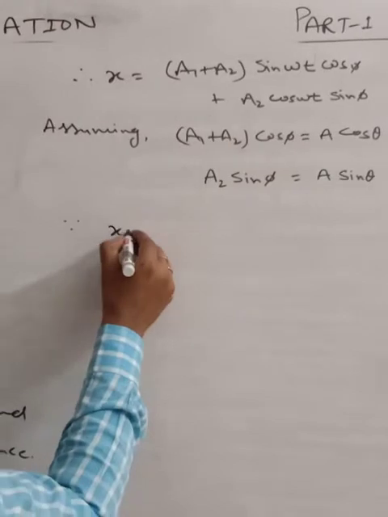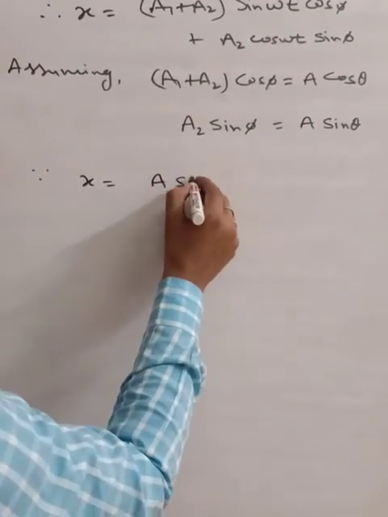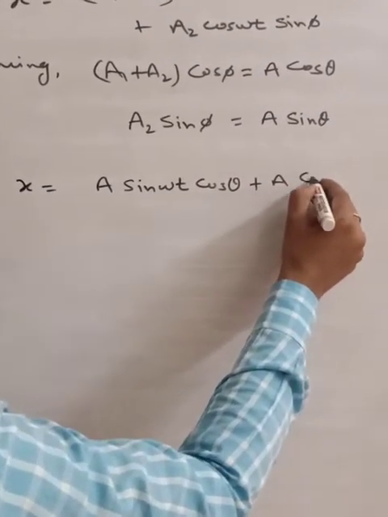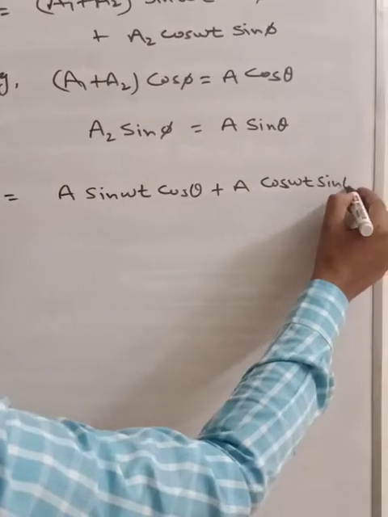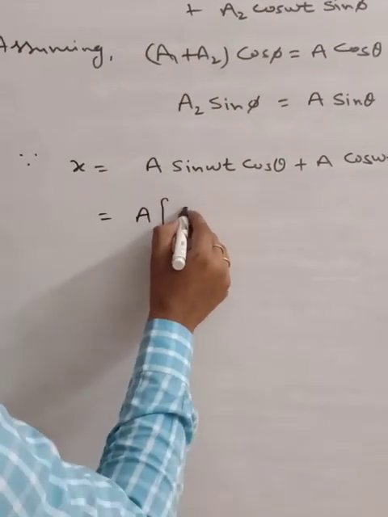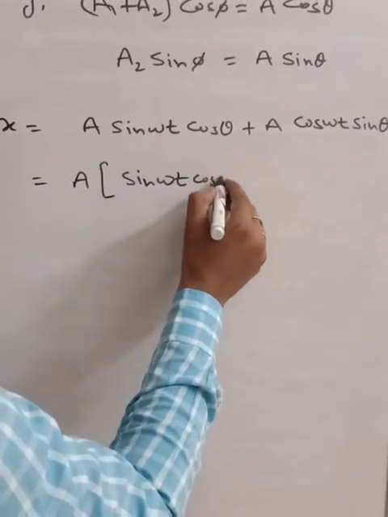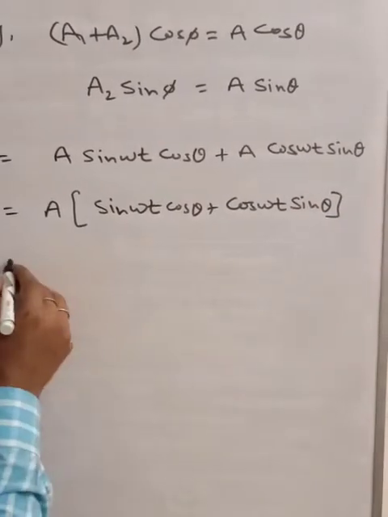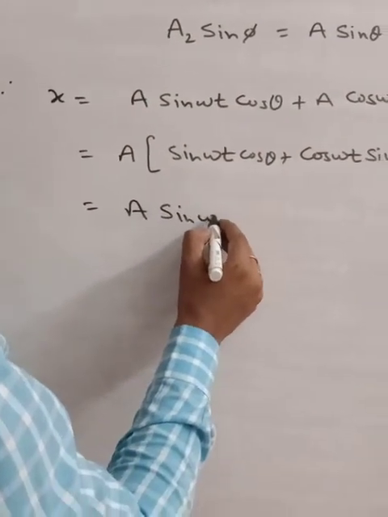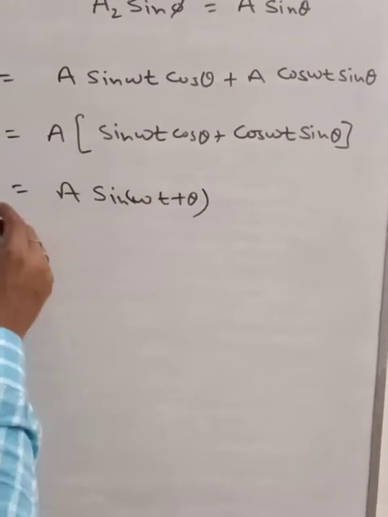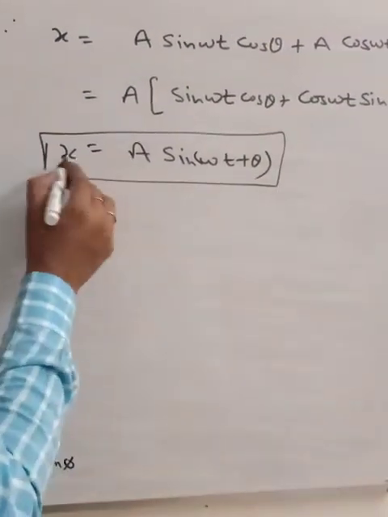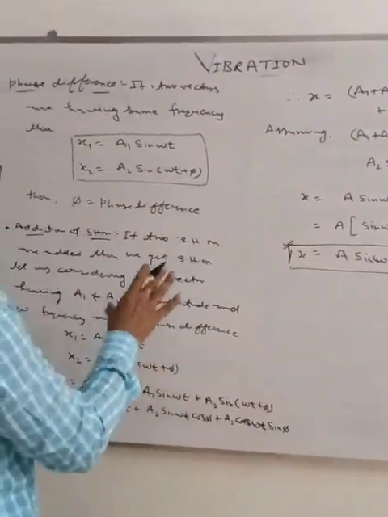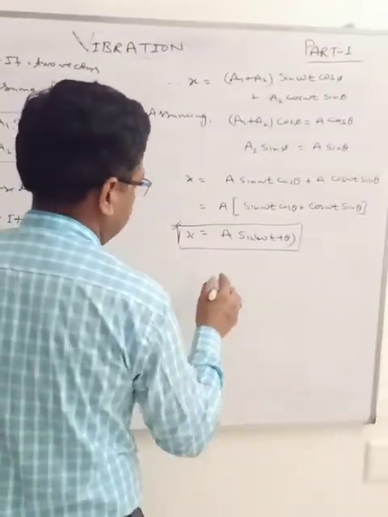Then x is equal to A sin omega t cos theta plus A cos omega t sin theta, or A sin(omega t plus theta). This is the final solution of addition, and this complete method is known as the analytical method.